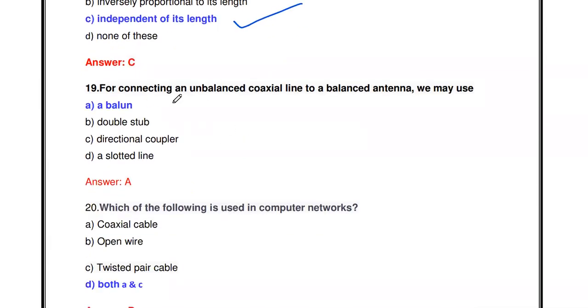The next one, for connecting an unbalanced coaxial line to a balanced antenna, we use a balun. Balanced, unbalanced transformer. It is a balun. In order to connect an unbalanced coaxial line to a balanced antenna, we have to use a balun.